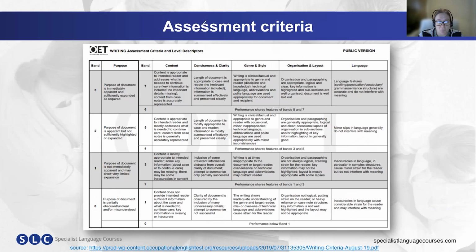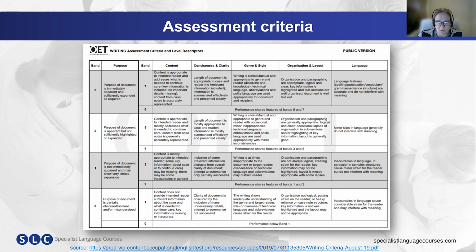If you don't know already, the criteria is available on the OET website, the link's here. Purpose is out of 3 points, and content, conciseness and clarity, genre and style, organization and layout, and language are all out of 7. Ideally you want to be getting 7 and 3 if you can, but ideally 5s and above to have a good chance of getting an OET-B.